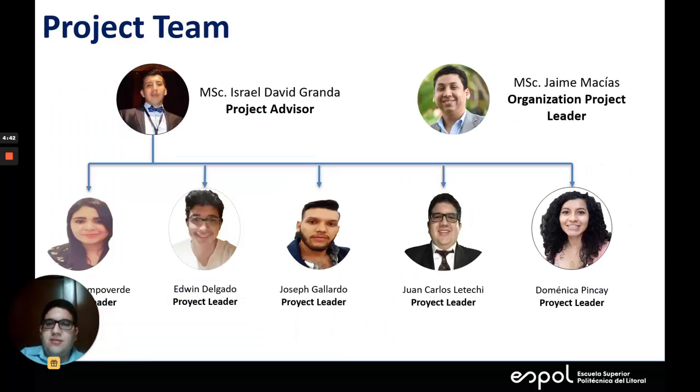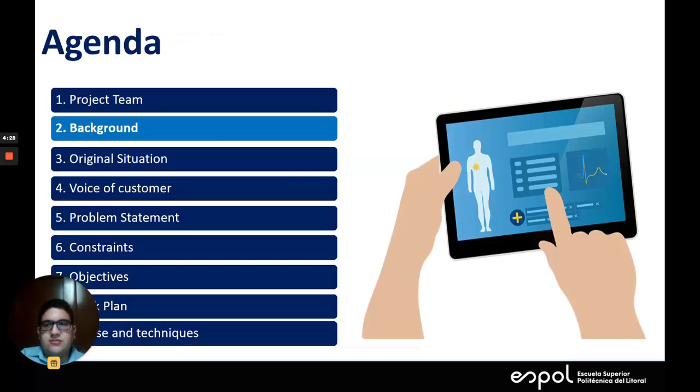Our project team: the project advisor is Master Israel David Granda, and the project leaders are Gabriela Campoverde, Edwin Delgado, Joseph Gallardo, Domenica Pincain, and myself, Juan Carlos Letechi.